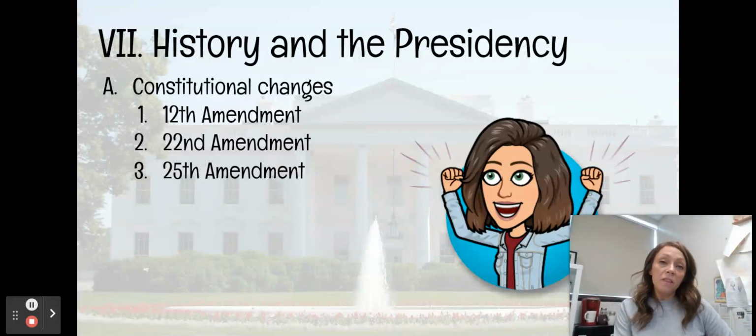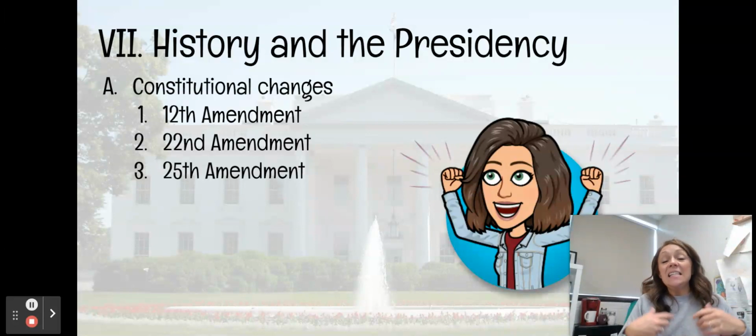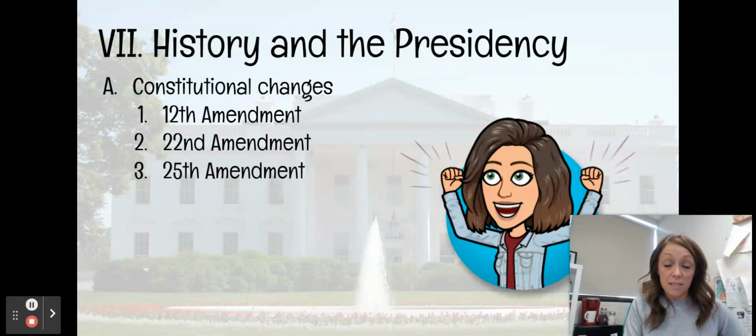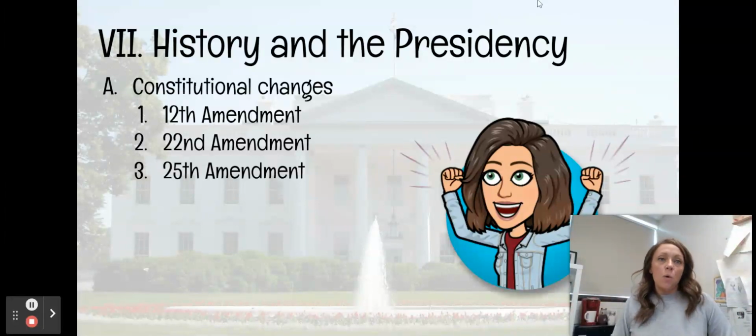The 25th Amendment also has a specific section that says if the president is incapacitated, then the vice president assumes the responsibilities of the president. So incapacitated could mean they're having surgery or they're somehow under anesthesia or maybe they're super sick, something like that would trigger the 25th Amendment.